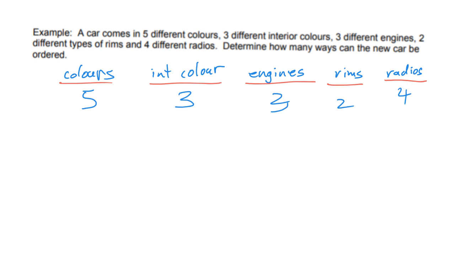So now all we have to do is take this and multiply all that information together. 5 times 3 is 15, times 3 is 45, times 2 is 90, times 4 is 360. So therefore we found that you can have 360 different ways to have your car ordered.